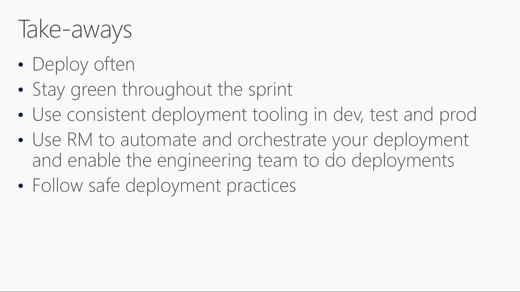If you can, have consistent tooling throughout dev, test, and your production deployments, so there's no special sauce happening when you go to deploy, because when you have special things happening at deploy time, they break. They don't work. So this is a good technique to harden your deployment tooling. It doesn't have to be RM, but use a tool to automate and orchestrate your deployments. We've gotten a lot of benefits from that that I've talked about. And a key one is enabling your engineering team to do deployments.